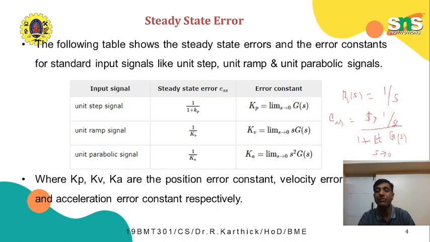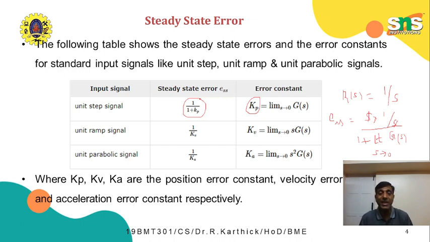Now as per the definition of the first static error constant, we call it the positional error constant. So Kp is called the positional error constant. Based on the definition, limit s tends to 0 of G(s) is nothing but Kp. So this is how we get the steady state error for a unit step signal: it is 1 divided by 1 plus Kp, where Kp is the positional error constant, given by limit s tends to 0 of G(s).